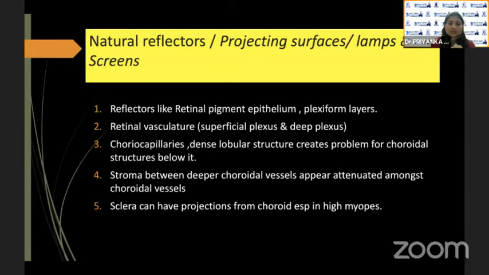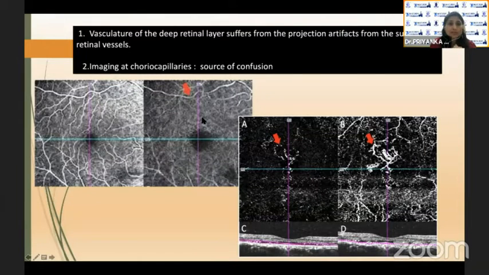We have some natural reflectors in the eye, like RPE, plexiform layer. Choriocapillaris is a very confusing structure. Stroma gives stromal decorrelation artifacts. Sclera can give segmentation artifacts. So these are some examples. Deep vascular plexus really suffers from the projection artifacts from the superficial vessels as shown by this arrow. Again, this is imaging at the choriocapillaris, a source of confusion, I would say.